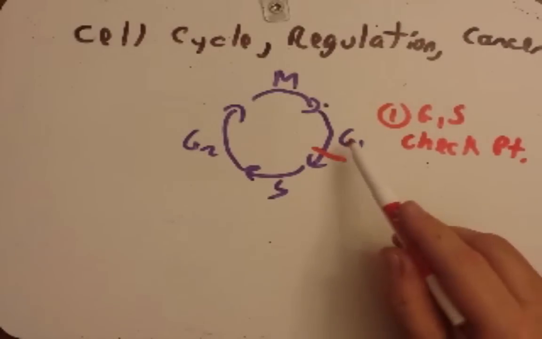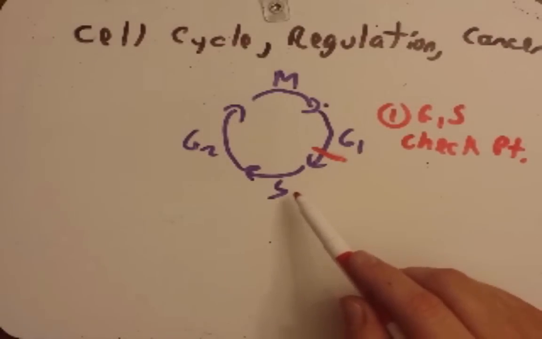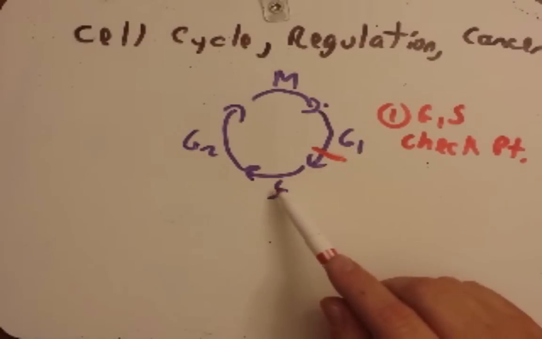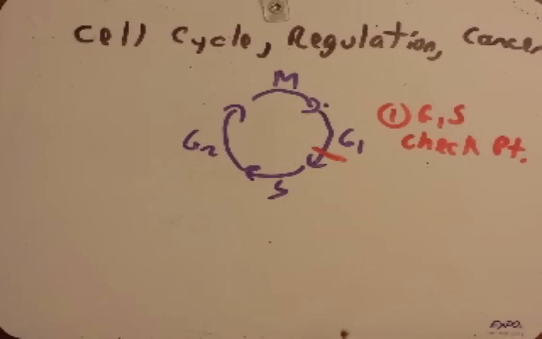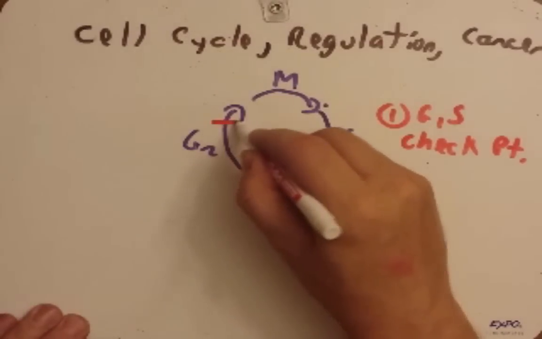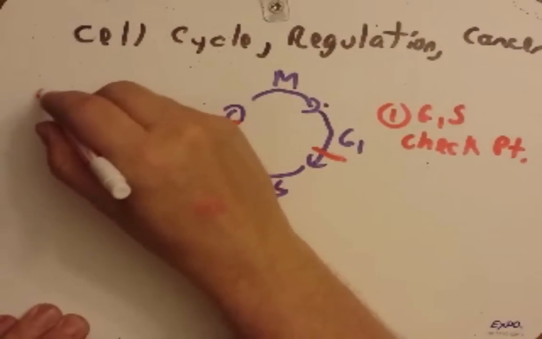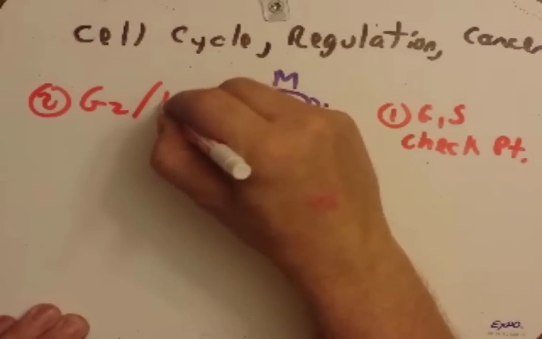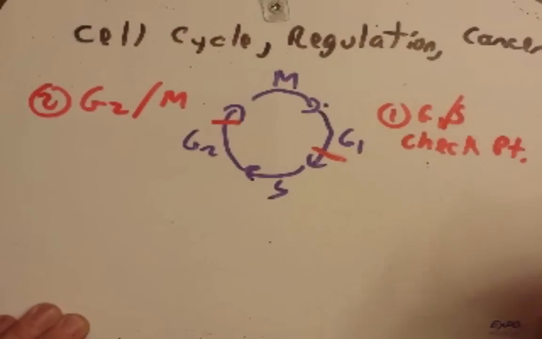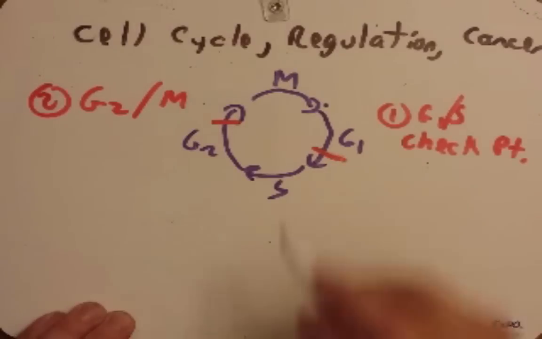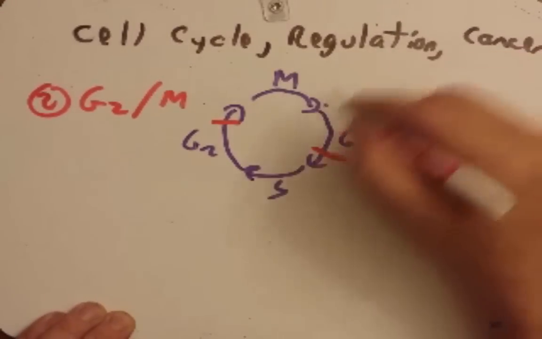At this checkpoint, the cells check to see if the DNA within them has any mutations. And the cell will stop here and will not proceed to the S phase until that's been verified. You then copy the DNA, and after you've copied the DNA, there's another checkpoint here. So this is our second one. And this is the G2 M checkpoint. At this point, the cell checks to make sure all the DNA has been copied, that there's no mutations, and it proceeds.